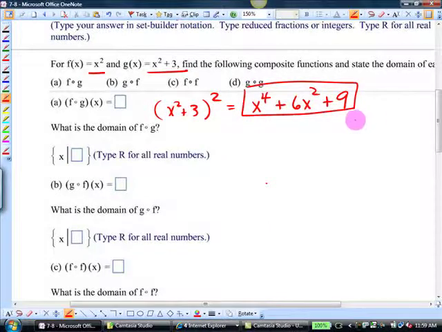Yes, sir? Do we not have to do the little fill-in thing? Like, there's 4, 2, instead of like 4, 3, 2, 1. Do we have to do that? No, no. All right, so what's the domain of that?